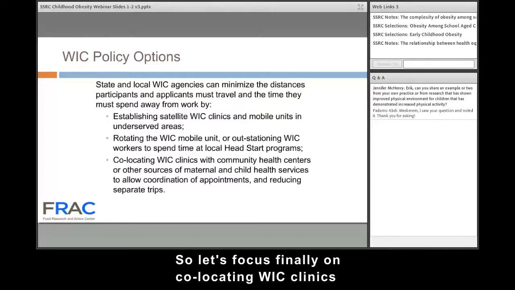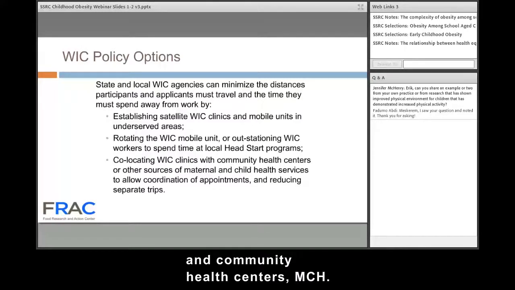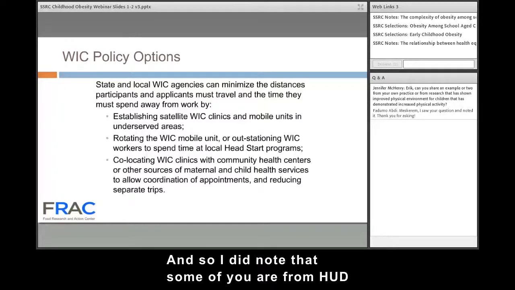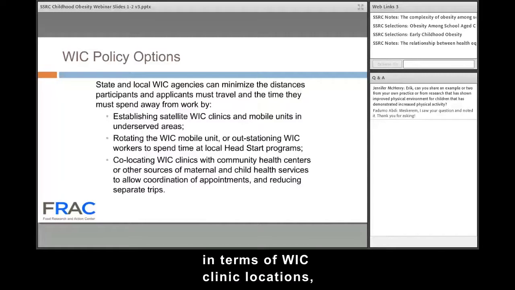So let's focus finally on co-locating WIC clinics and community health centers, MCH. This allows the coordination of appointments and reducing separate trips. And so I did note that some of you are from HUD who are on the phone, and HUD partnerships in terms of WIC clinic locations have also been extremely helpful. So that is another policy that I think that people would want to pursue.